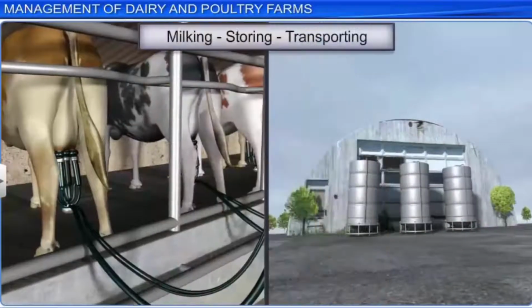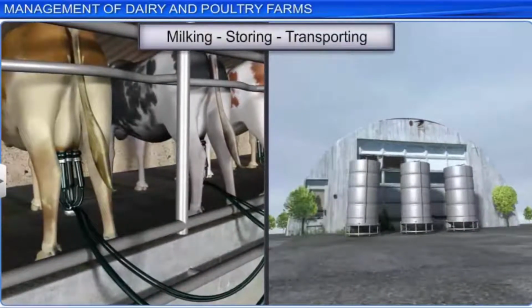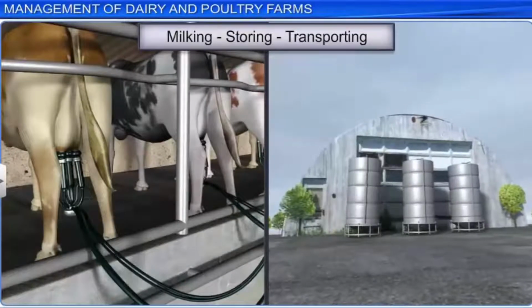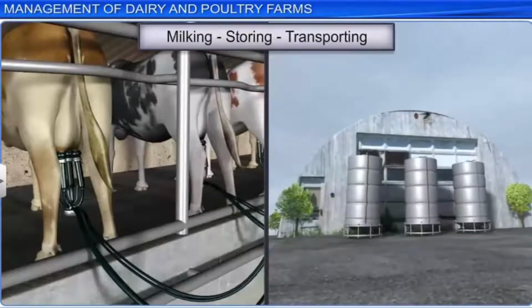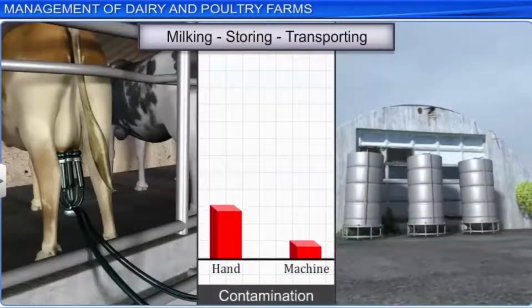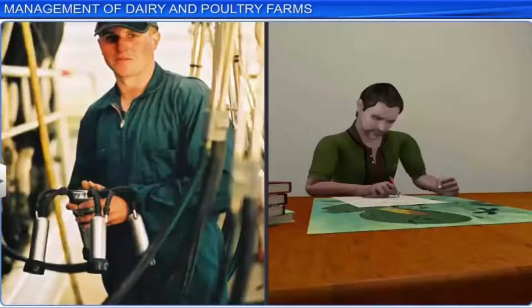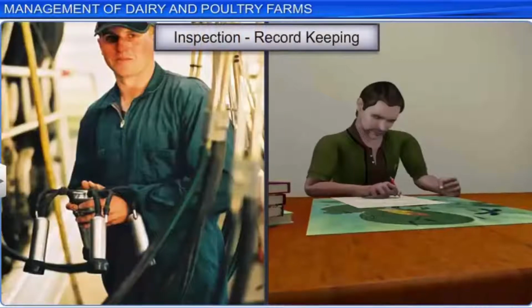Nowadays, with new technologies such as milking machines that are used to harvest milk, most of these processes are mechanized, and the possibility of contamination is greatly reduced compared to the old method of milking by hand. In addition, the proper functioning of a dairy farm can be monitored by periodical inspection and record keeping.